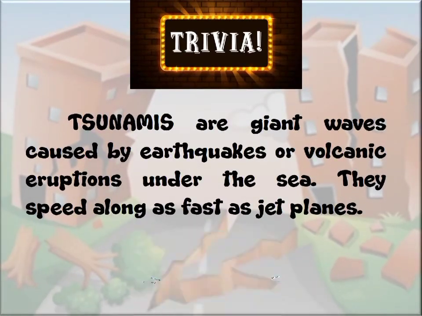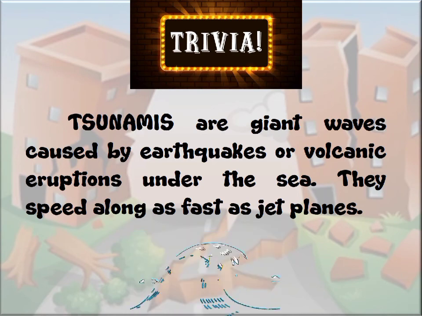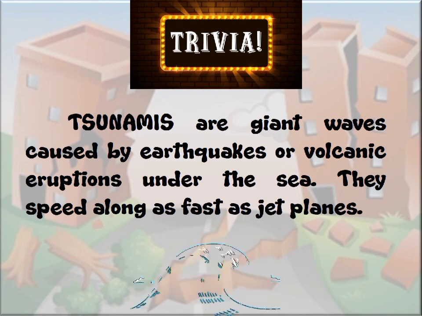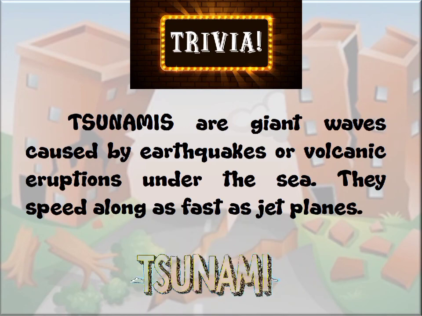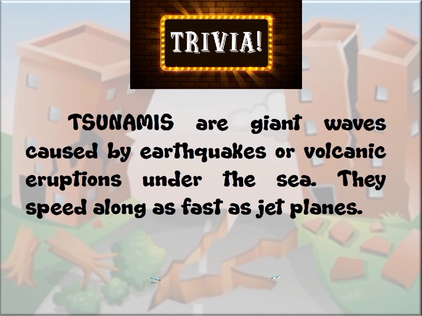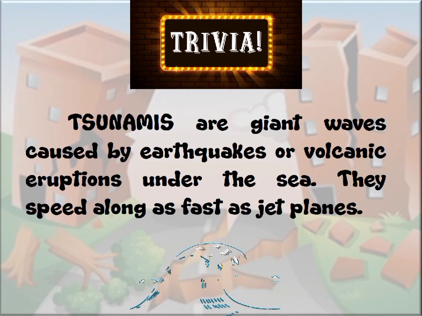Trivia time! Did you know that earthquakes are responsible for the production of tsunamis? These are giant waves that speed along as fast as jet planes, produced because of a movement of a fault in an ocean floor or volcanic eruptions under the sea. These waves travel from their point of origin towards the seashore, devouring everything they pass through. It could be houses, buildings, trees, and other things near the shore, and even living things.